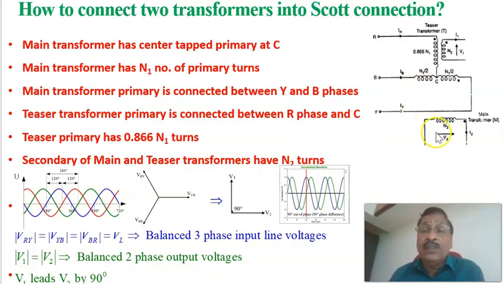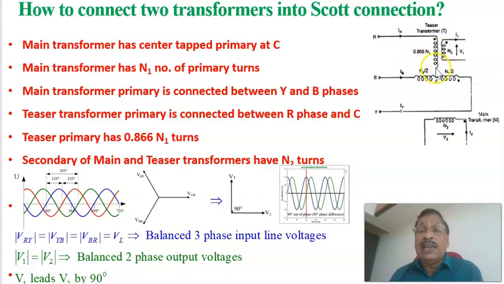Therefore, the secondary of this one has N2 turns, the same as the number of turns of the secondary of the teaser transformer. Therefore, both have the same secondary turns N2, and here the primary turns are equal to 0.866 times N1.